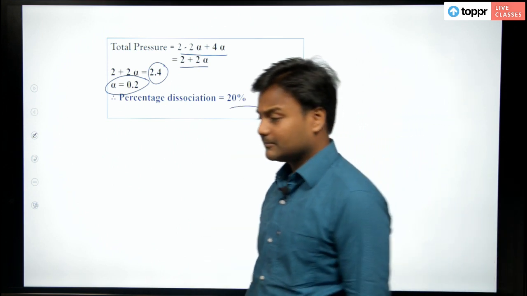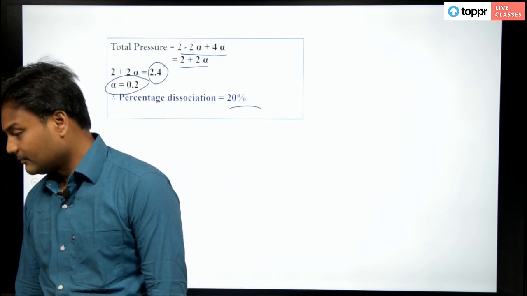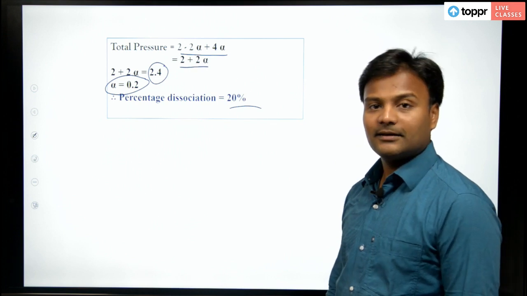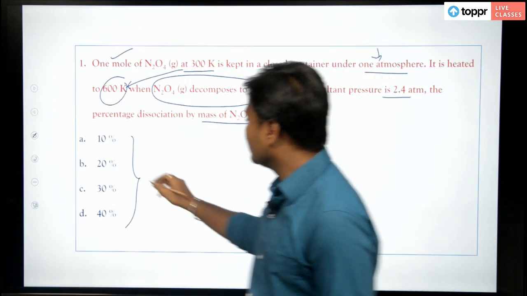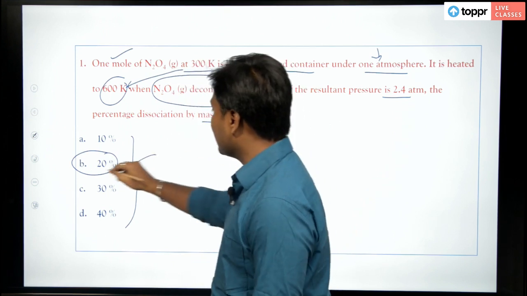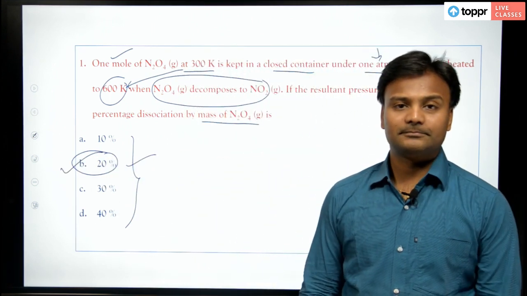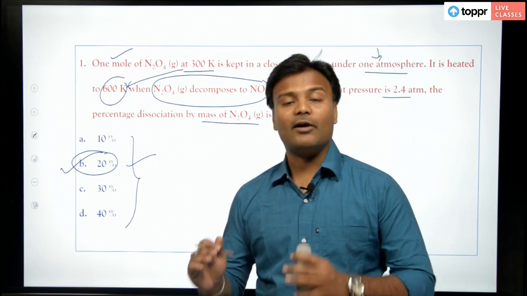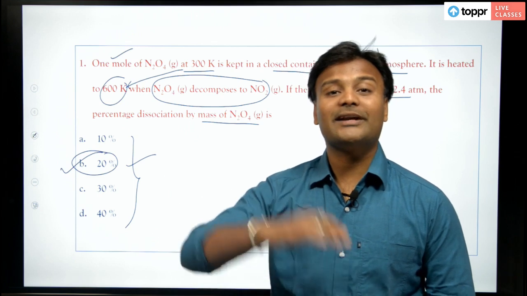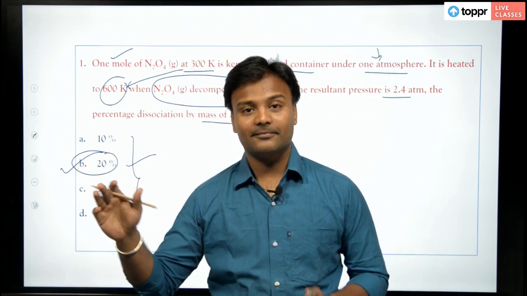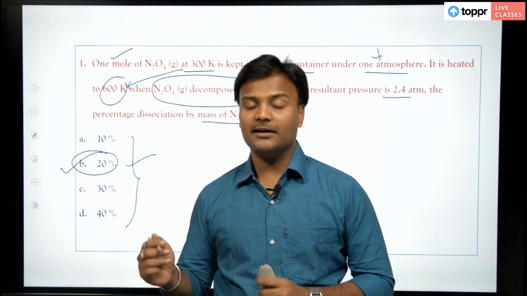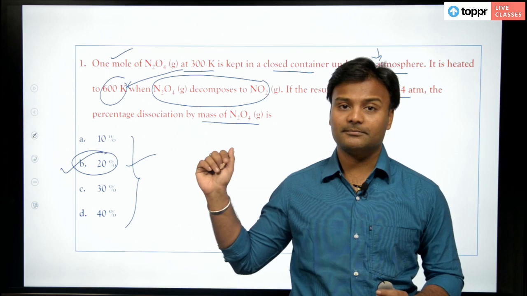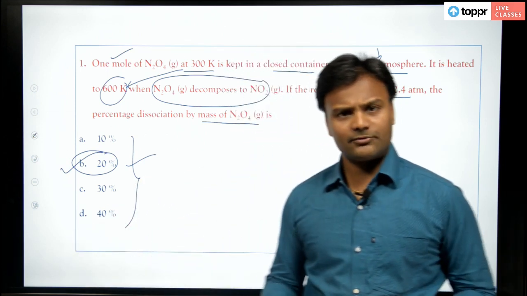Are you getting, guys? Are you able to understand? The percentage decomposition here is 20%. That means the answer is B here, when the pressure has been increased from 1 atmosphere to 2.4 atmosphere. Got it? This is how you need to calculate. This is a subjective question which was asked in the past papers. So, moving on to the next question.